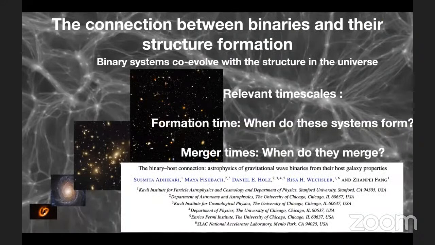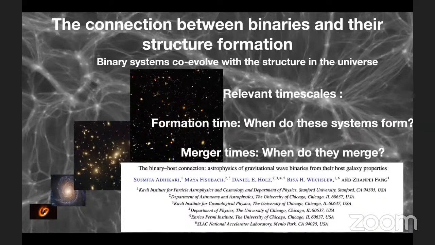So the subject of my talk, essentially going ahead, will be how do we understand the connection between these binaries and the galaxies that they live in? Of course, what matters here are the relevant timescales in the life of the progenitor stars and the life of the binary systems.